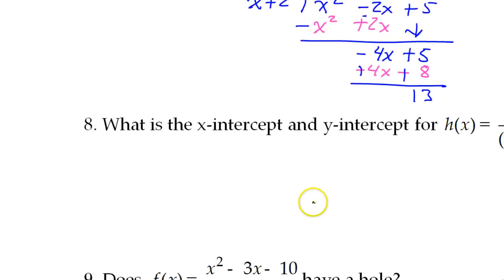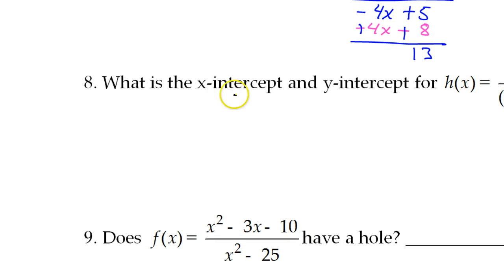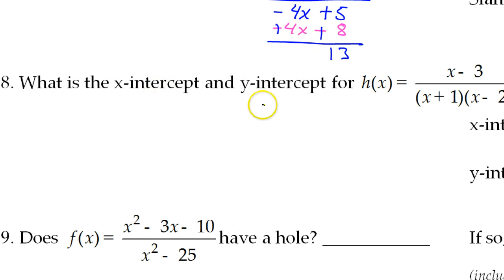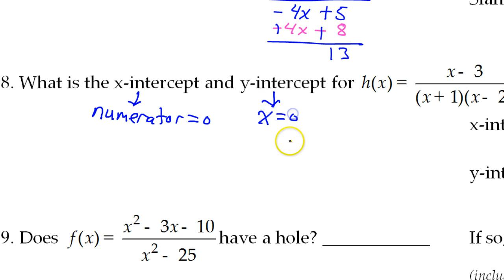Number 8. What is the x-intercept and y-intercept of this function? So before I even look at it too hard, we will get the x-intercept by setting the numerator equal to 0. We will get the y-intercept by letting x equal 0. In other words, plug in x.